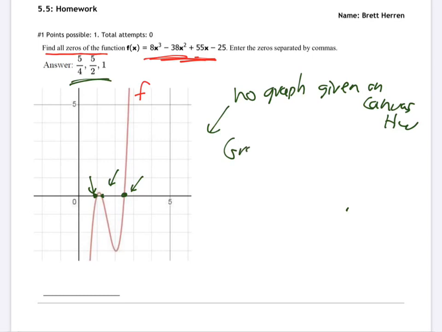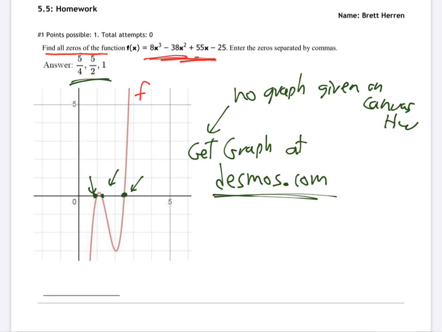You get the graph at Desmos, DESMOS.com. So that's a free graphing program that's available online, no charge, super easy to use. You can use other online programs to graph, or a graphing calculator if you want. All these options are fine. I'm just telling you probably the easiest way is Desmos.com.